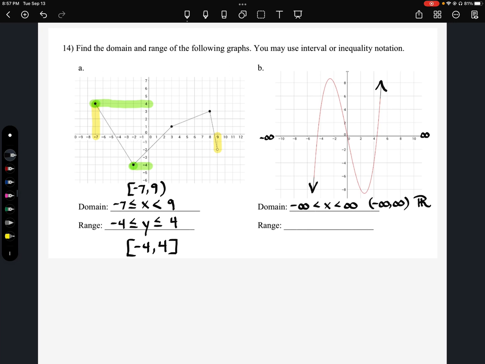So it's going down forever and it's going up forever, and there's no holes or anything in the middle. So we're going to say -infinity is less than y, and y is less than +infinity. Our interval notation looks exactly the same, and we could still use our all real numbers symbol as well.